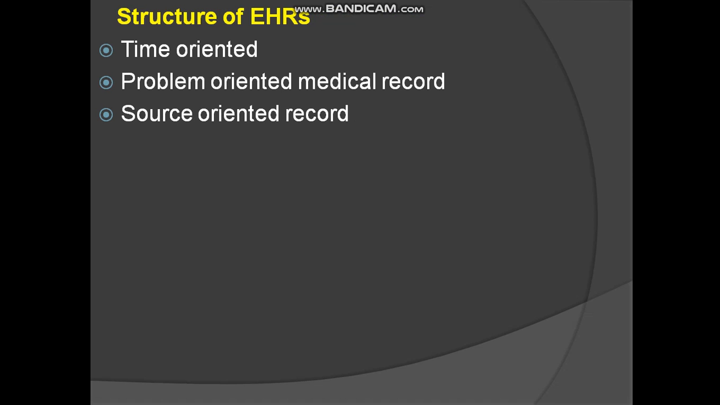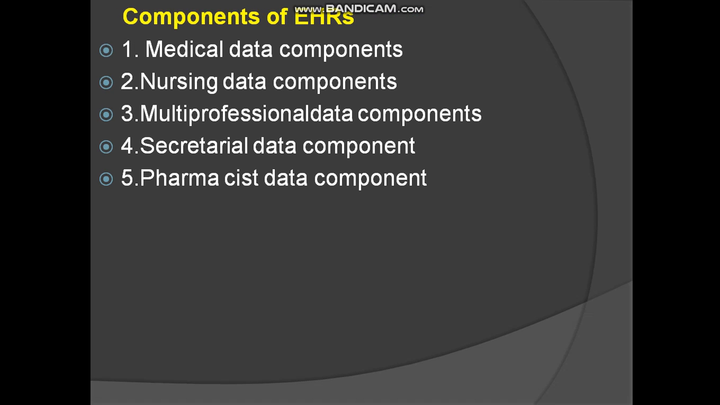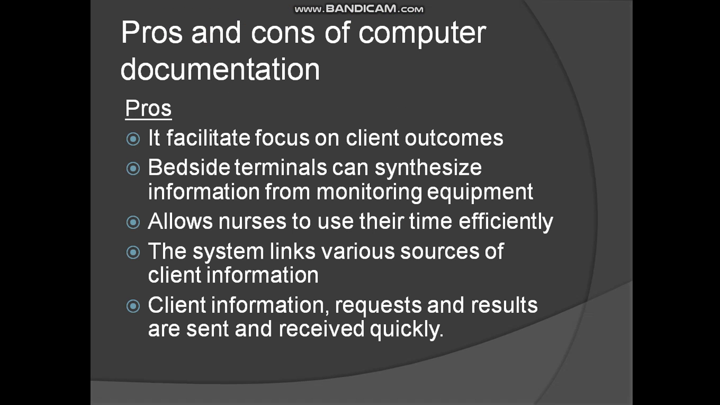Then structure of electronic health records: time oriented, problem oriented medical record, and source oriented record. Components of electronic health records: medical data components, nursing data components, multi-professional data components, secretarial data component, pharmacist data component. Then pros and cons of computer documentation.